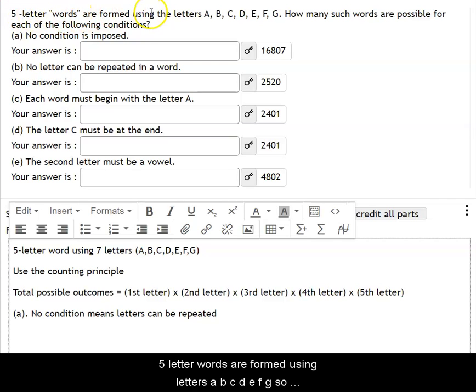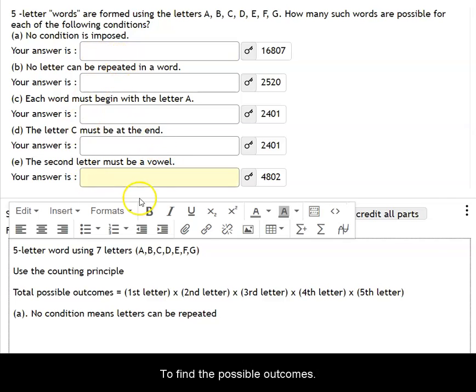5-letter words are formed using letters A, B, C, D, E, F, and G. So there's 7 letters. How many such words are possible for each of the following conditions? No condition imposed. No letter can be repeated. Each word must begin with the letter A. The letter C must be at the end, and the second letter must be a vowel.